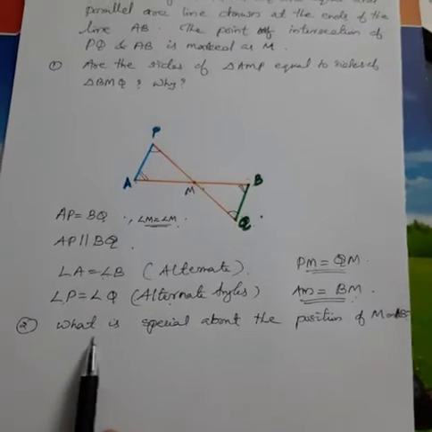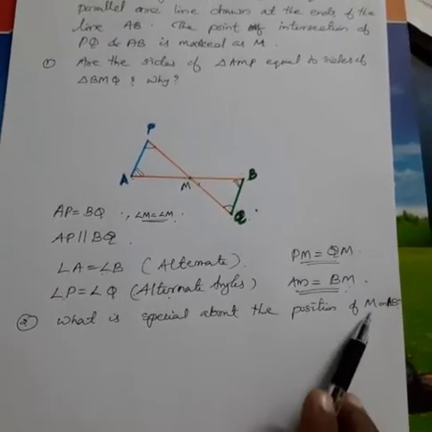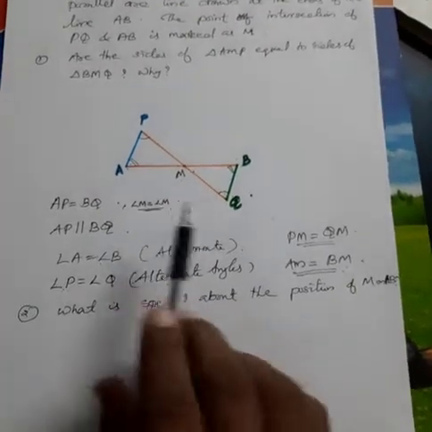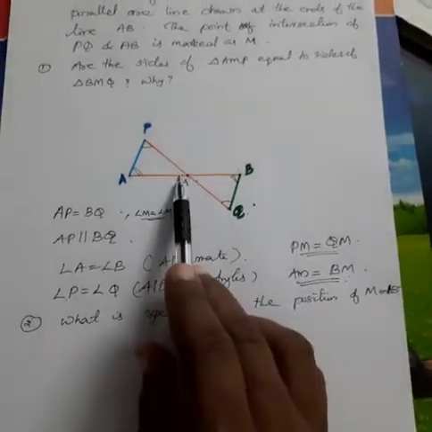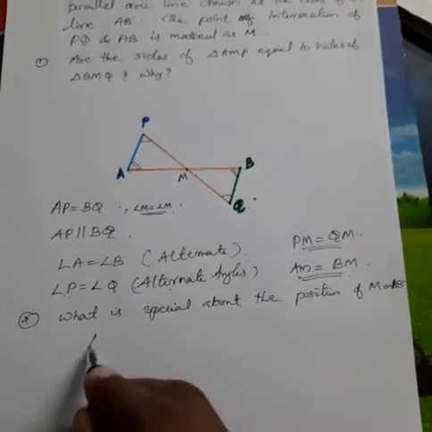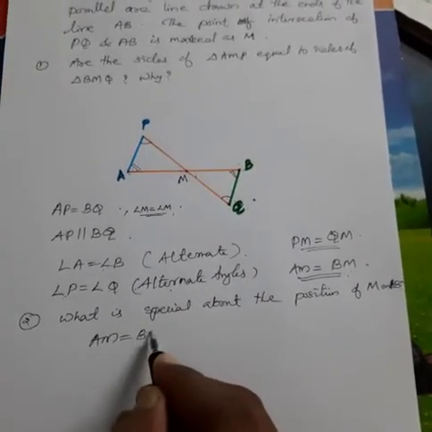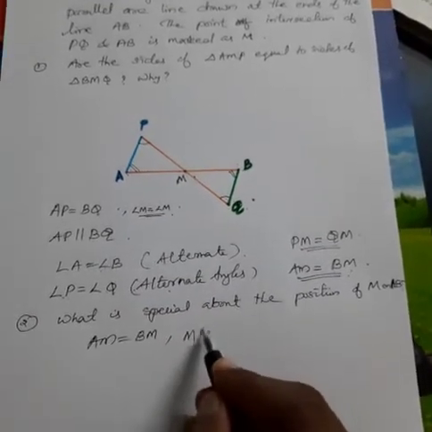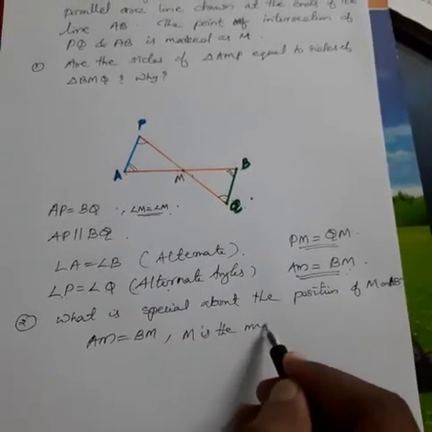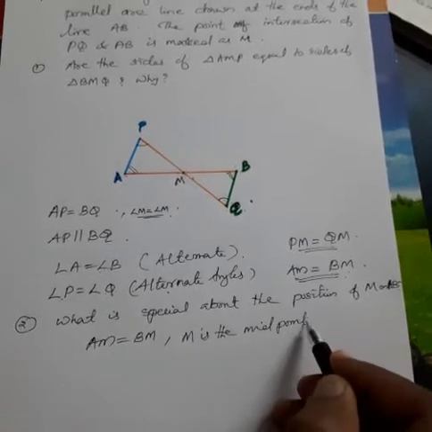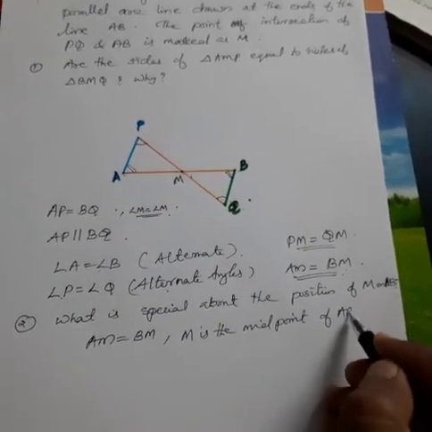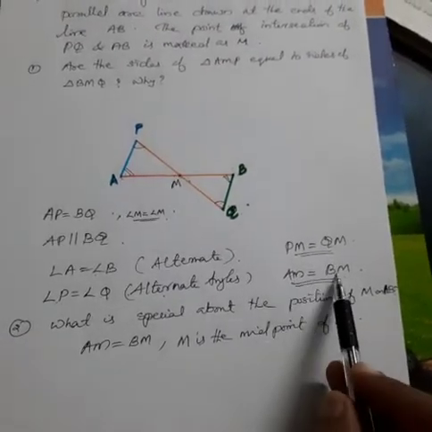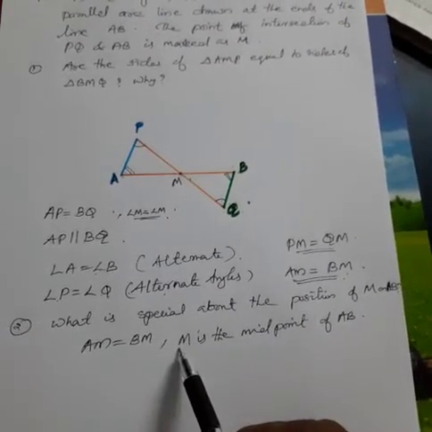Second question, what is special about the position of M on AB? So what is the position of M here? We already wrote AM is equal to BM. So AM is equal to BM. So what about M? M is the midpoint of AB. That is the answer for the second question. So the sides are equal, M should be the midpoint.